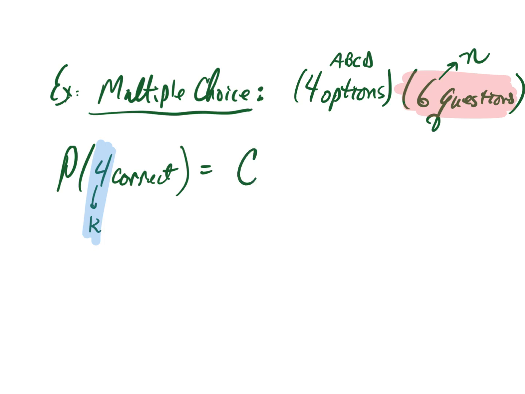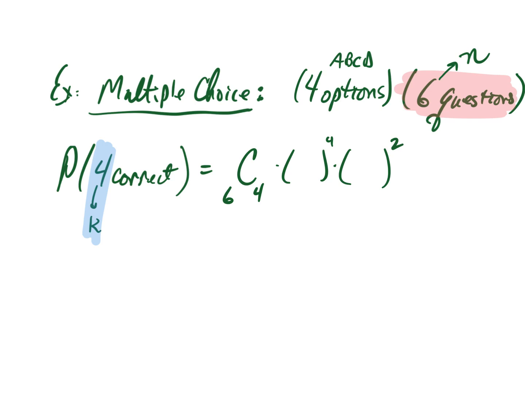So this would then be the number of combinations, 6 total things, and we want to have 4 successes. So 6C4 times the probability of success raised to the 4th power times the probability of a failure raised to the 6 minus 4, or 2nd power.